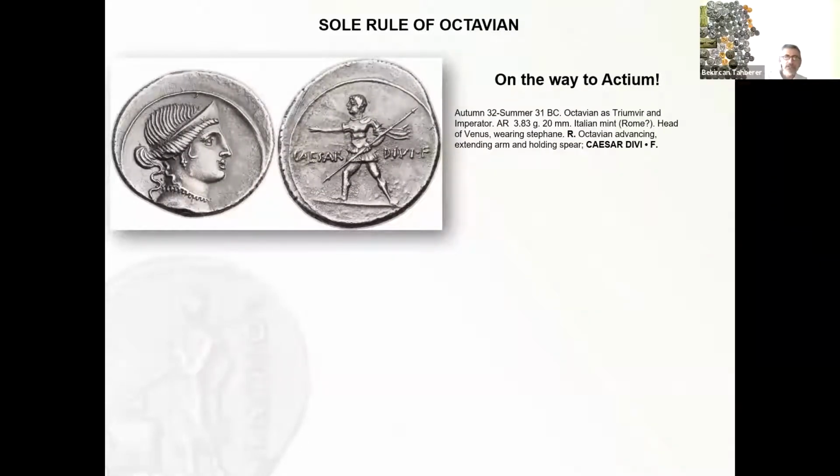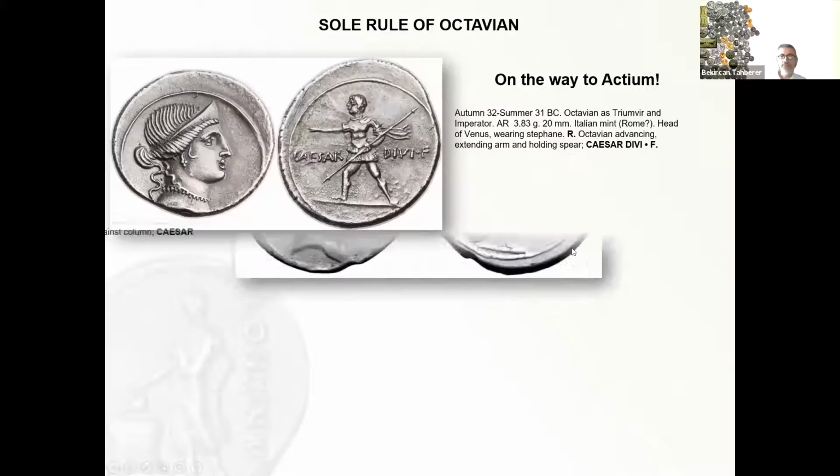Octavian was victorious. This is on the way to Actium. On the obverse of this coin is the head of Venus with a stephane. And on the reverse, Octavian himself advancing, extending his arm and holding a spear. And he is Caesar Divi Filius.